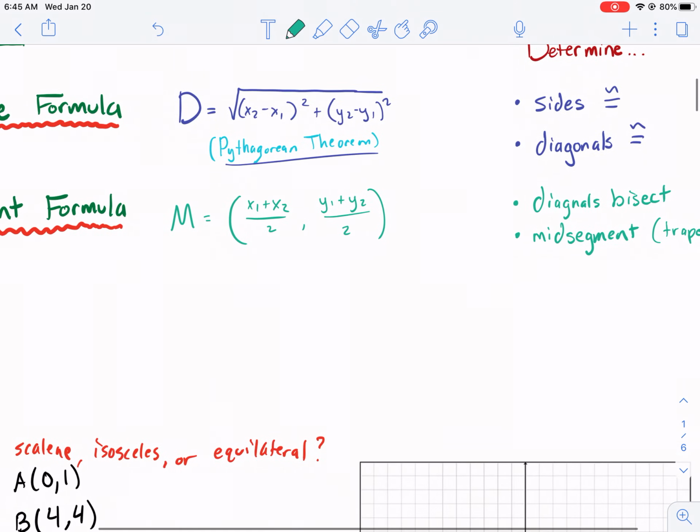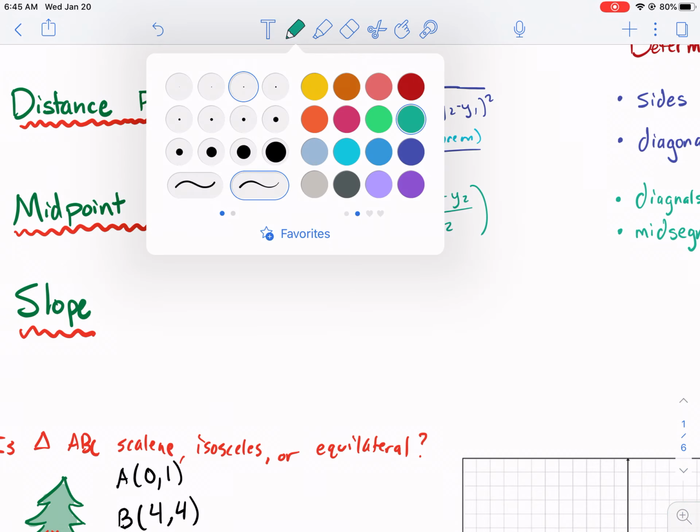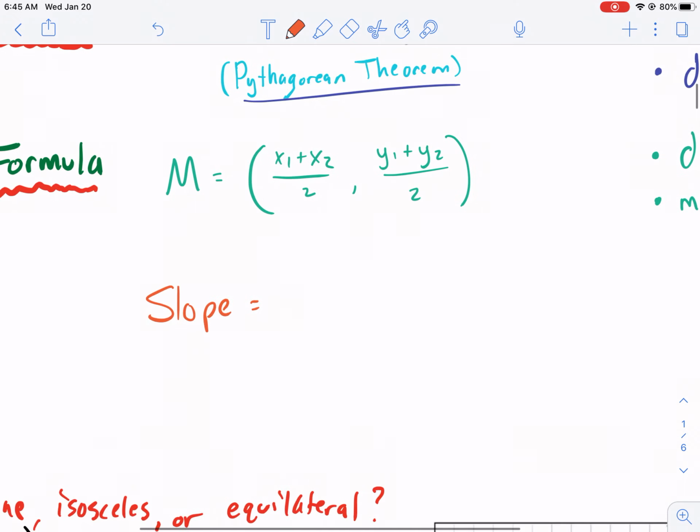All right, last and not least, we have slope. What is slope useful for? Well, first we need to remember what slope is. Slope is generally referred to as m, as in y equals mx plus b. Slope is equal to the difference in y's, y2 minus y1, over the difference in x's. Just a reminder, it's the same thing as rise over run.